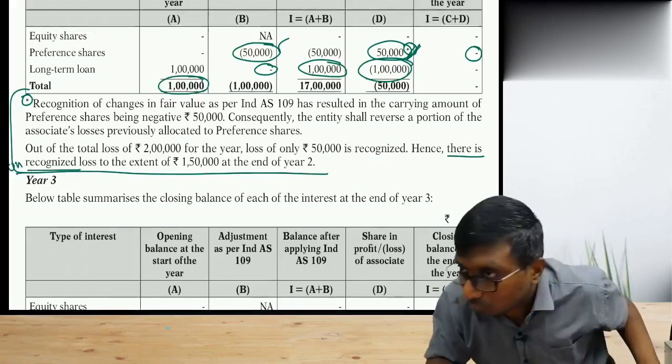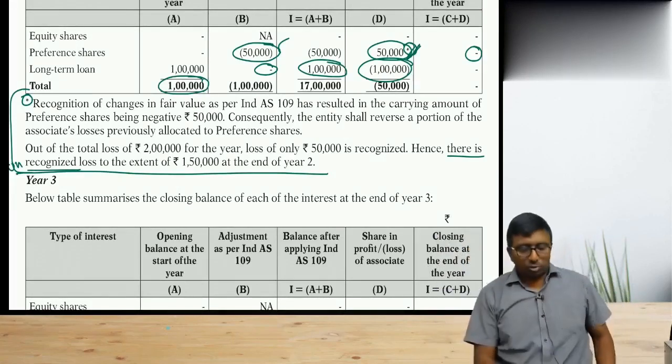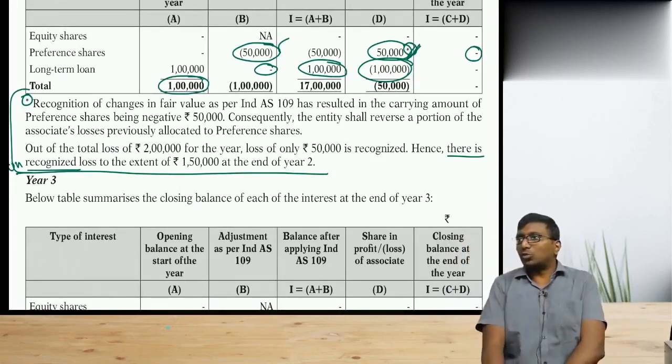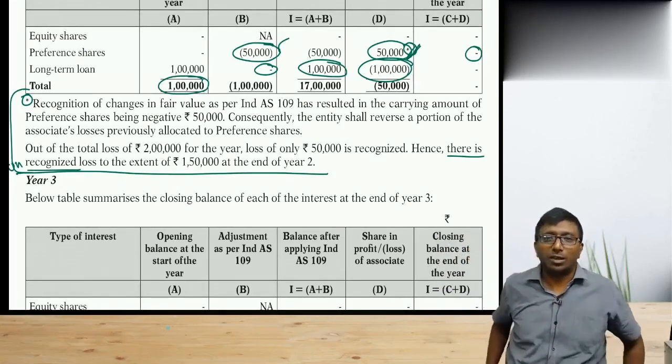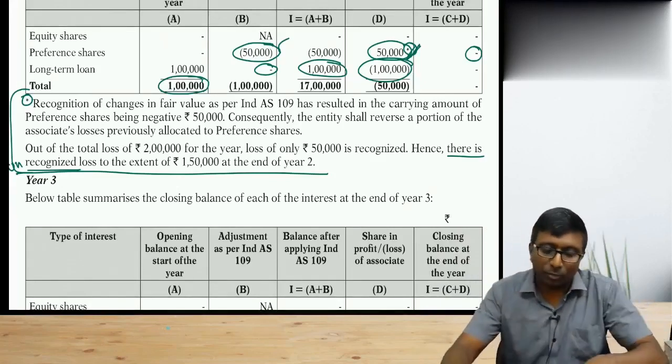Have you understood? Cumulative you should come. First 109 should be applied. Then you should go to 28. You follow the rule. That's all. Okay. Balance will take care. Next, come to the third question.